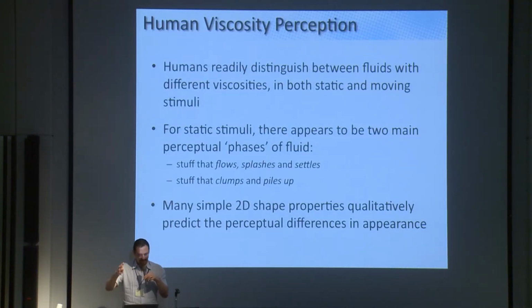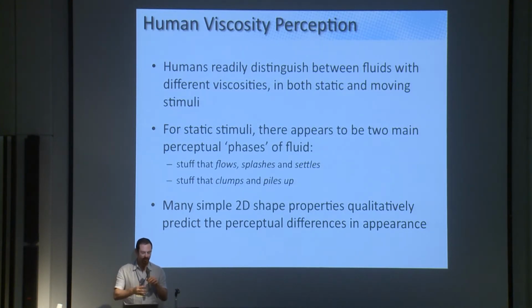Now, I want to kind of zoom back out. I'm going to draw some conclusions here and then try and connect this back to what I was saying earlier. Okay, so humans readily distinguish between fluids with different viscosities, both in static and in moving images, although I only talked about the static stuff today. For the static stimuli, there appear to be these kind of two main phases.